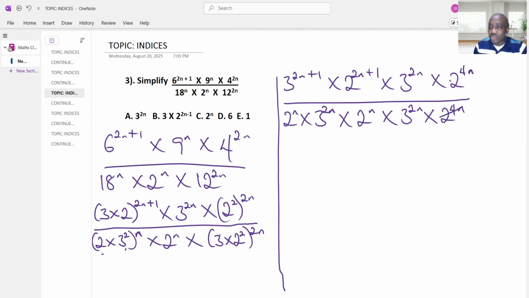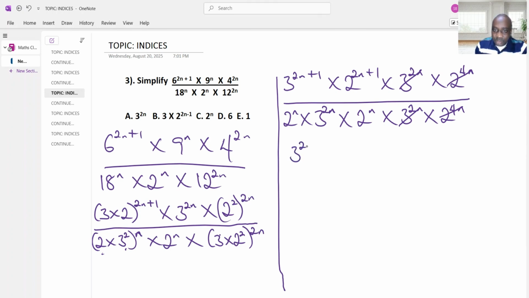This one cuts out by itself. If you look at the second one, 3 raised to the power 2n cuts out, 3 raised to the power 2n cuts out. The next one, I think there's nothing that can cut it again. Therefore, we are good now. Let me write the question out again.